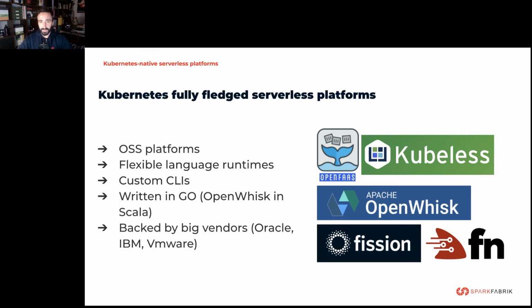serverless platforms, because when I want to build my source code into a container, I don't want to deal with a lot of things. I just want to do everything from one command line. And they are written in Go, so if you are a Go expert, you can easily extend them. It's the same language as Kubernetes, of course. Most of them are, while Apache OpenWhisk is implemented in Scala, and usually they are backed by big vendors. This is a plus, because when the project is backed by big vendors, it's less likely that it can disappear from one day to another.